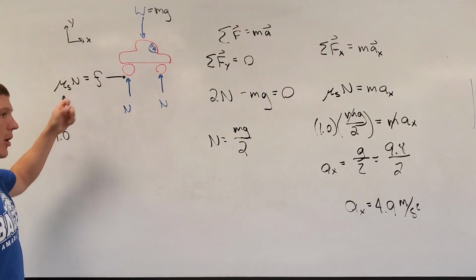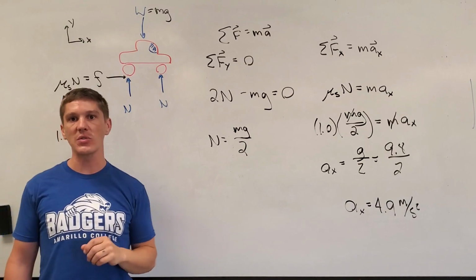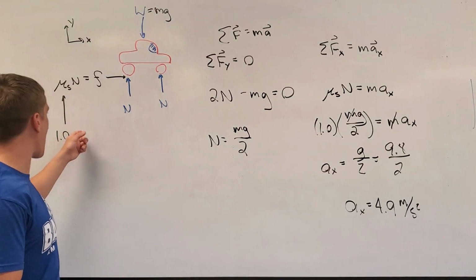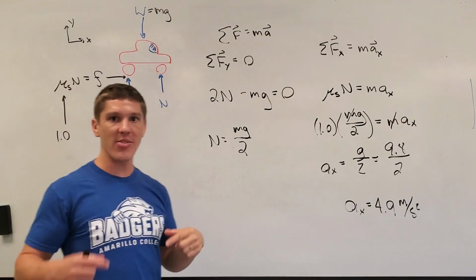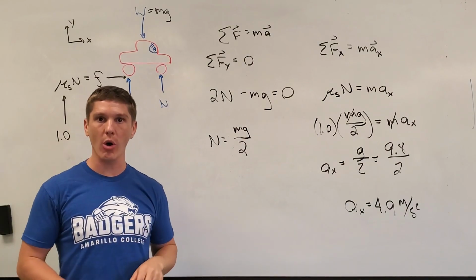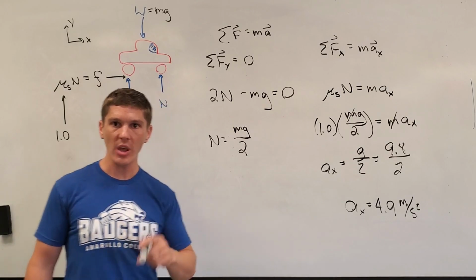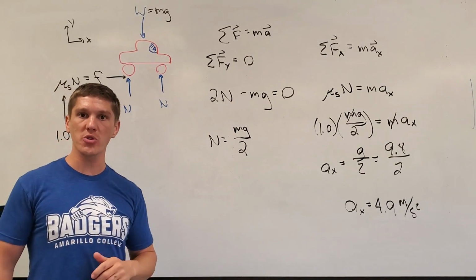In fact, the rubber stickum that they use on professional drag race cars has a coefficient of static friction of almost 4. So you can have much higher coefficient of static friction than 1. So having stickier tires, something that sticks to the ground and has a greater coefficient of friction, will increase your maximum acceleration.